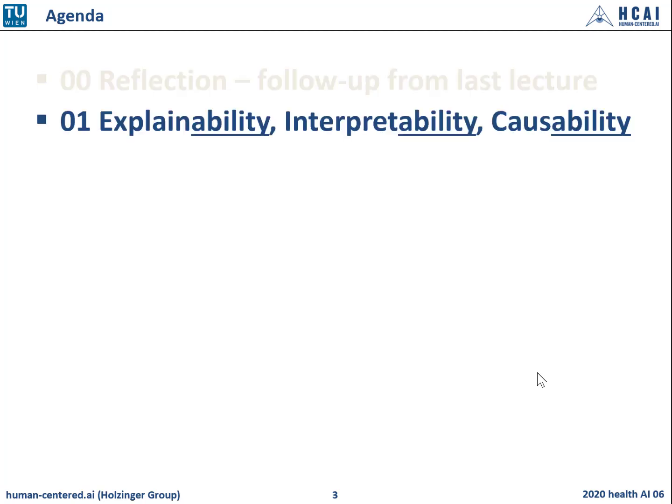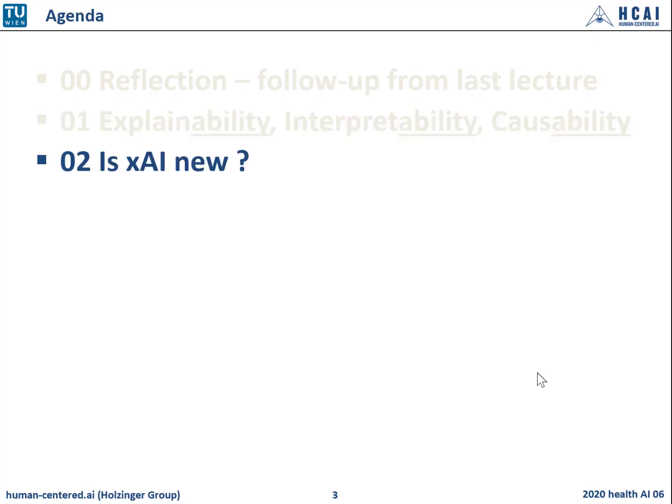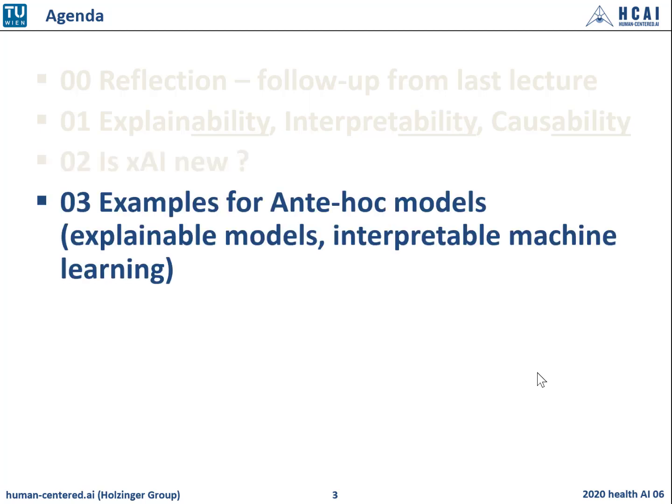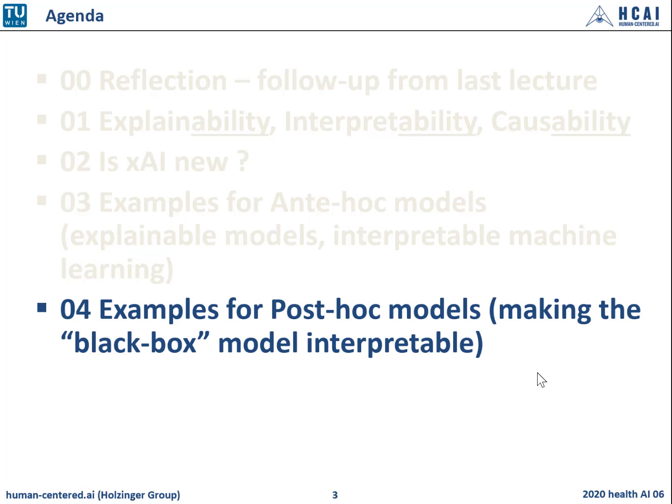Then some definitions on explainability, interpretability, causability, and so on. We will then answer the question, is XAI new? XAI is short for explainable artificial intelligence. Then we will learn some examples for ante-hoc models. And then we go deeper into examples for post-hoc models. That means making the black box model interpretable.